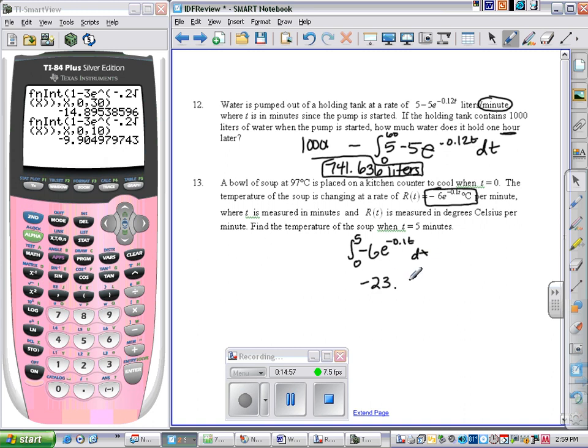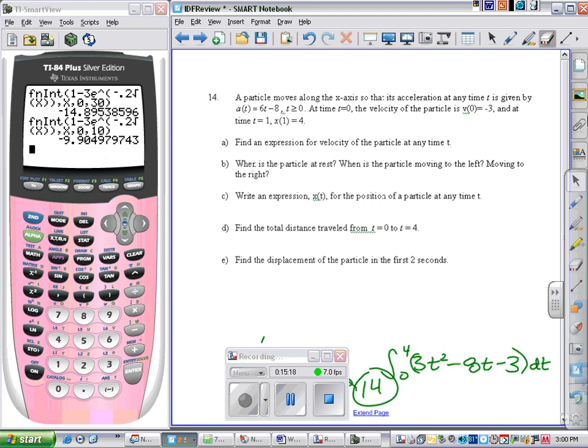Now some are confused, do we add or subtract? Well, the soup is being cooled, so we're going to do 97. You're adding this, but it's a negative number, so it's like you're subtracting. 73.392 degrees Celsius is the new temperature of the soup.